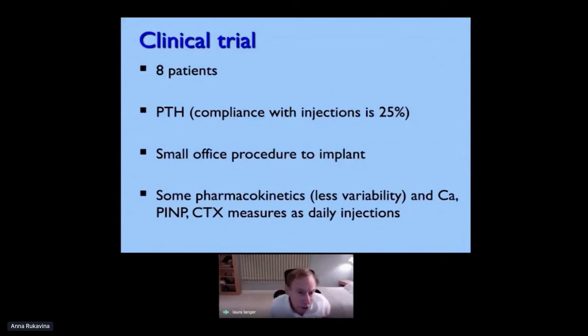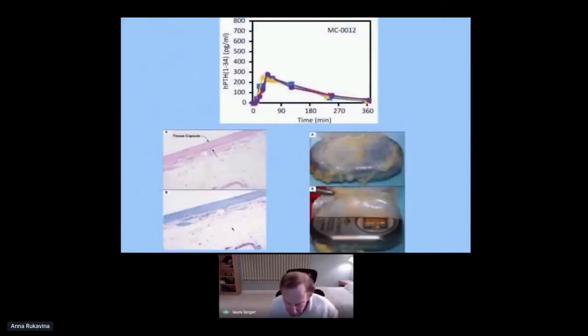So what was done in this trial is a small office procedure to do the implant. And what was interesting is we got the same pharmacokinetics with actually less variability. And then the three types of measures, calcium and PNP and CTX of how you're treating it, were the same as daily injections. And just to show you some data, next slide, here you're looking at human data at day 60, 68, 76, and 84. And notice the graphs, they just superimpose.